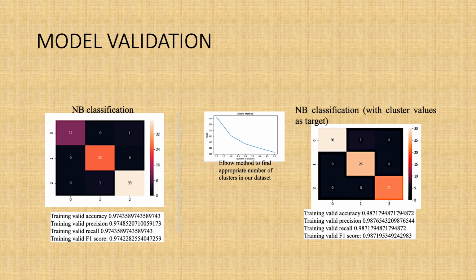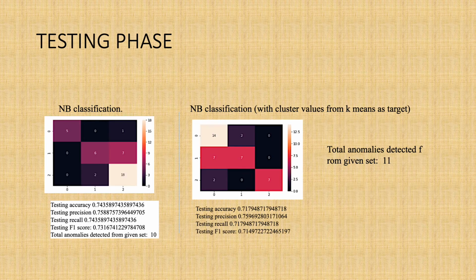We considered the elbow method to find out the a priori number of clusters that we can make for our data set. We got 3 as a base. From 3 we can see that the data is going linear. Next slide please. So for the testing phase, we are again taking separate data.